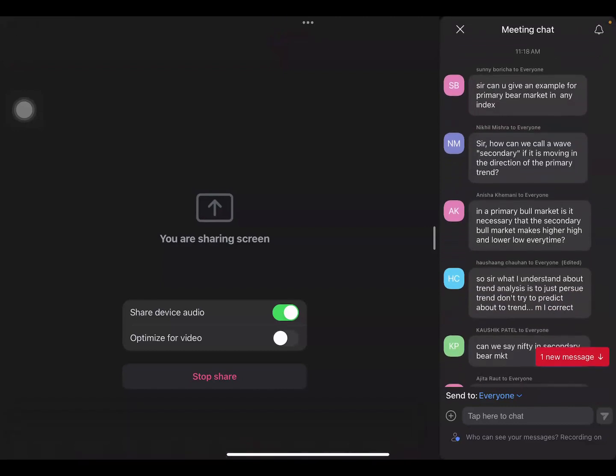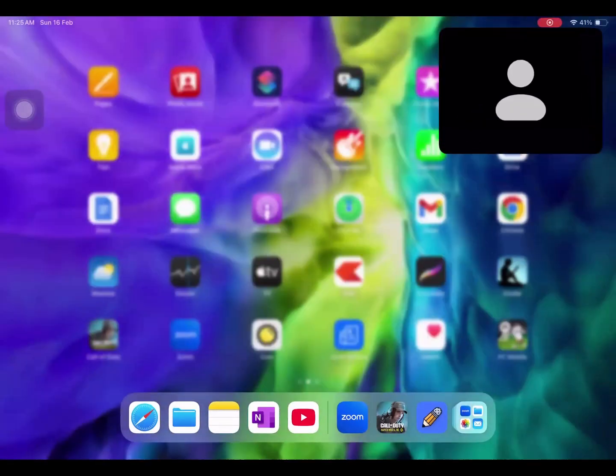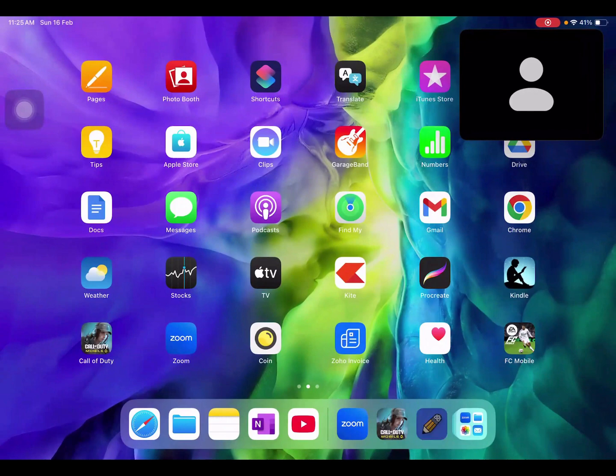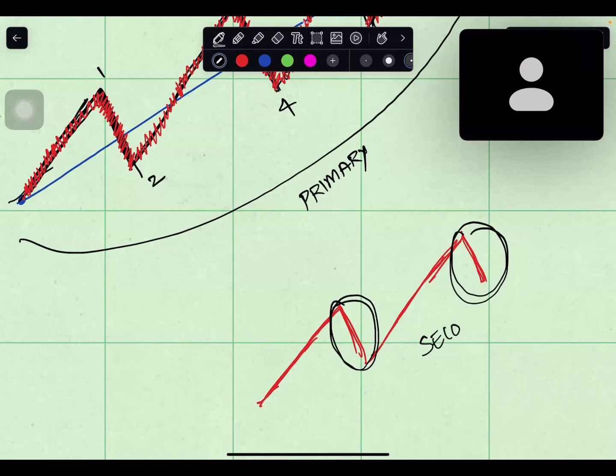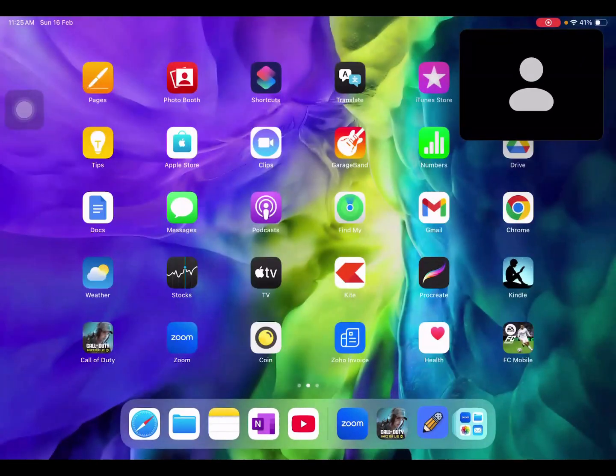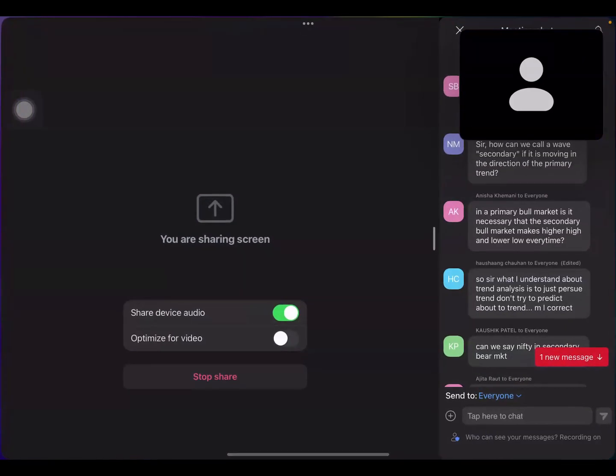Nikhil, ideally you're right, because Charles Dow only called a wave secondary if it is moving in the opposite direction of the primary trend. So this is what Dow was talking about. If this is your primary trend, then this move and this move is the secondary movement. And I would like you to stick to it as it is mentioned in the theory, so that there is no confusion. All right, sir. Thank you. You're welcome.